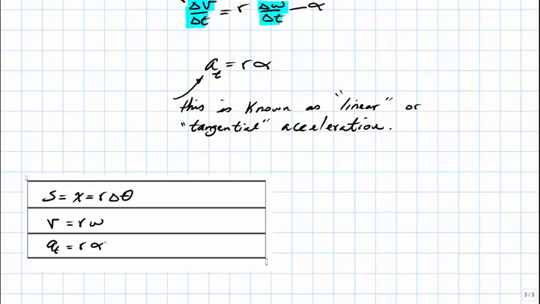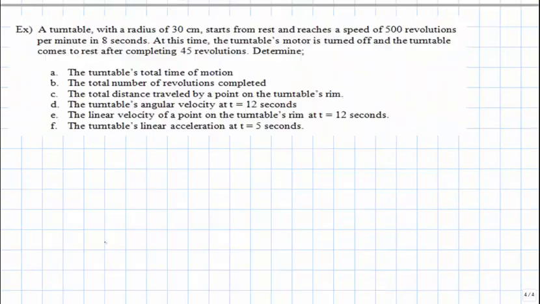We will now introduce a two-phase example which demonstrates the application of the various relationships that we've discussed thus far. In this example, a turntable with a radius of 30 centimeters starts from rest and reaches a speed of 500 revolutions per minute in 8 seconds. At this time, the turntable's motor is turned off and the turntable comes to rest after completing 45 revolutions. In part A, we would like to determine the turntable's total time of motion.